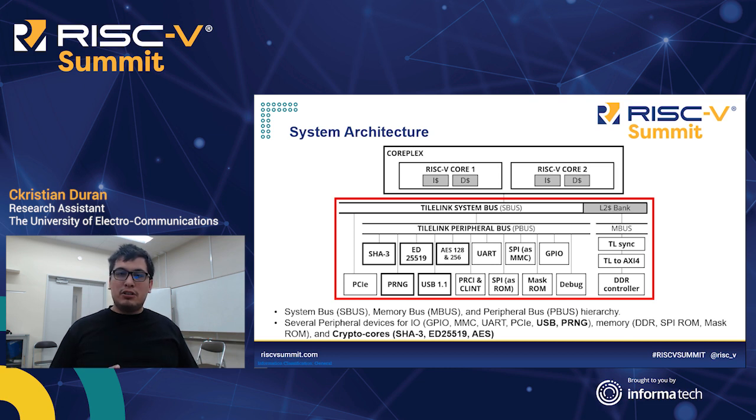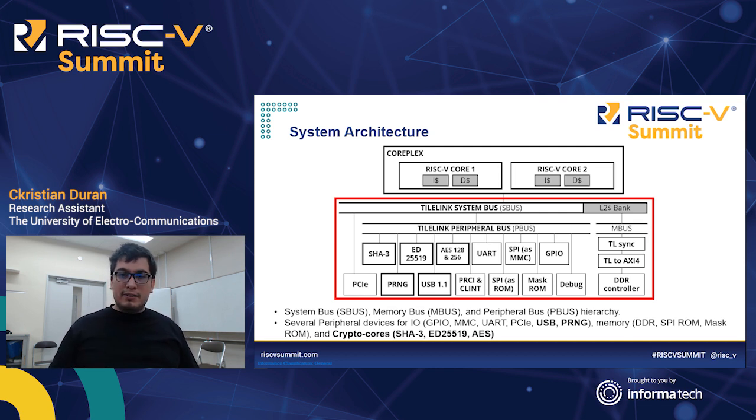The system features TileLink that integrates the system bus, the memory bus, and the peripheral bus in both coherent and incoherent architectures. We included three crypto accelerators as peripherals. Those are the SHA-3, the ED25519, and the AES. Some other utilities were also added, such as the random number generator and the USB. The USB is just for communication purposes. The random number generator is for generating a seed for creating public and secret keys.